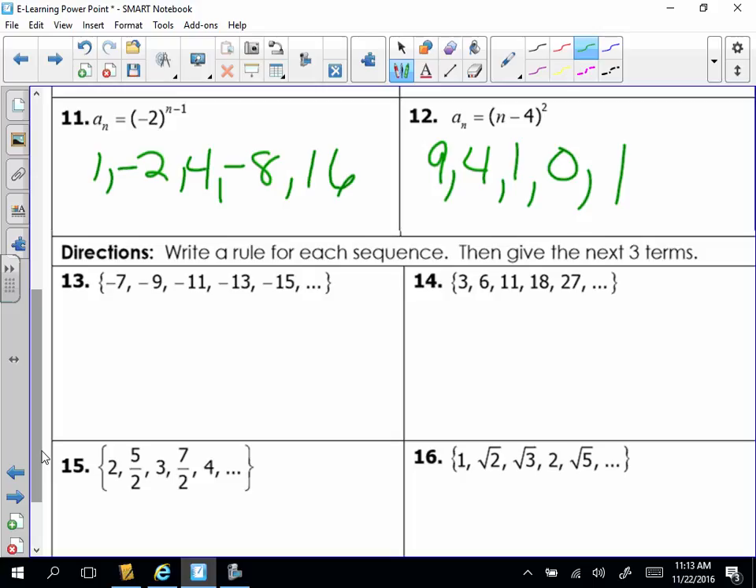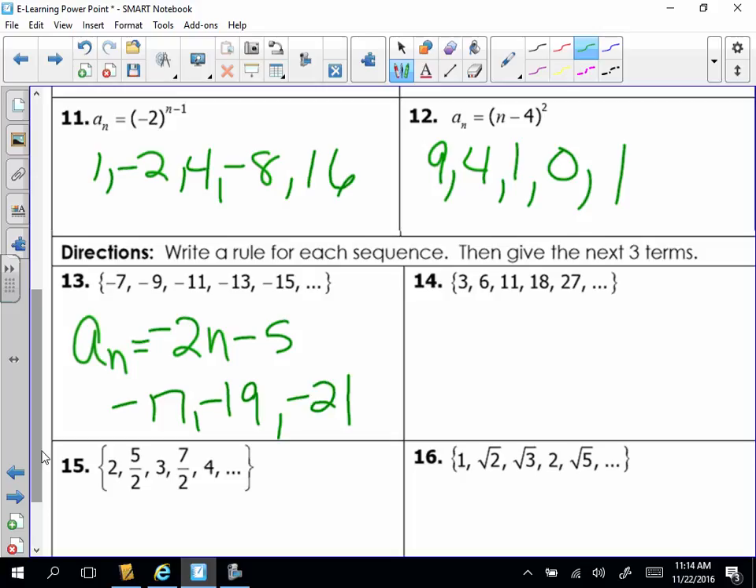And again, remember you're putting in for n, 1, 2, 3, etc. So whatever term I'm looking for, a sub n, it's negative 2 times n minus 5. Because 1 times negative 2 is negative 2, minus 5 is negative 7. 2 would be negative 4, minus 5 is negative 9. And if we continued that pattern, you'd end up with negative 17, negative 19, and negative 21.